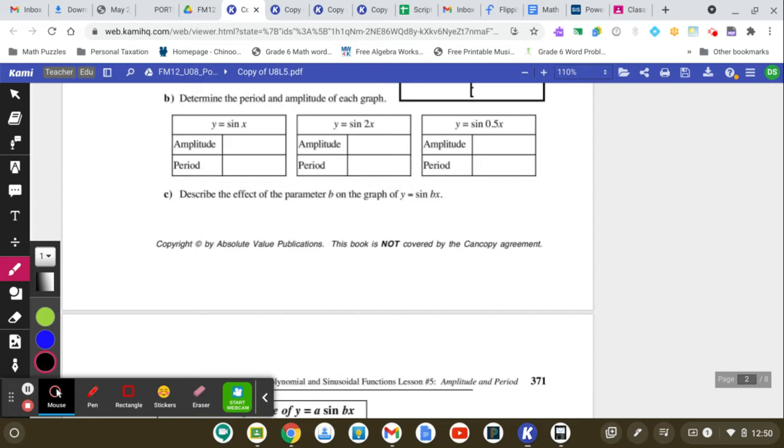Okay. What is the amplitude of plain old y equals sine x? How high up and down does it go? The plain old sine x just goes up and down to 1. So put 1 in the first amplitude box. Okay. What's the period for plain old y equals sine x? How long did it take to repeat? We've already written this down once. 2 pi. Write 2 pi in the box.